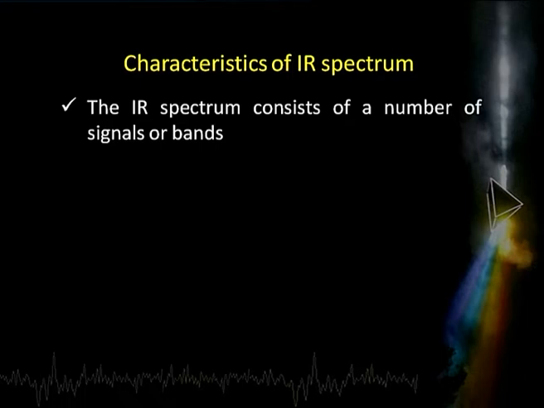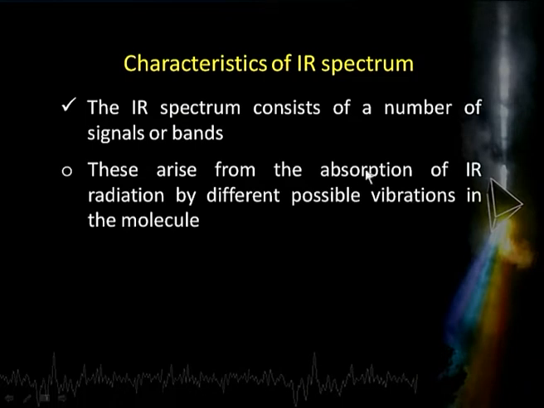As we just saw, an IR spectrum consists of a number of signals, typically called bands. It's a broad spectra, not line spectra like in atomic spectrum. Secondly, these signals arise from the absorption of IR radiation by the different possible vibrations in the molecule, because the molecule is vibrating all the time. A given molecule may have a large number of bonds, and each bond is vibrating, some simultaneously. So all these vibrations are at different frequencies. When the IR radiation is absorbed by each one of them, that shows up as a band in the IR spectrum. That is one characteristic: we get a number of bands.